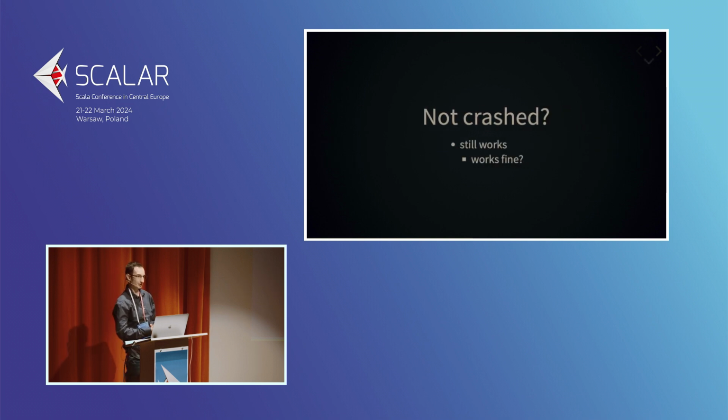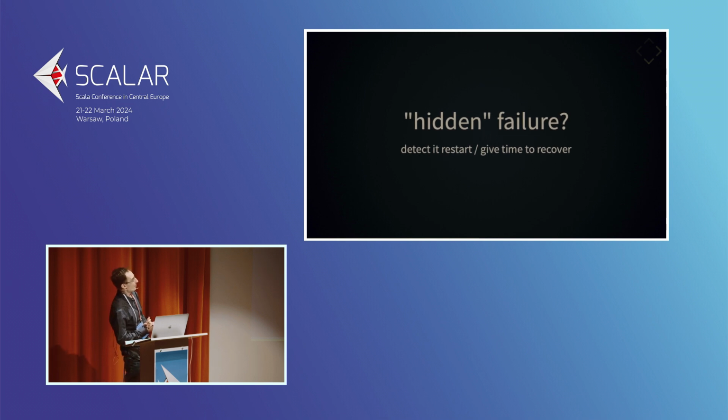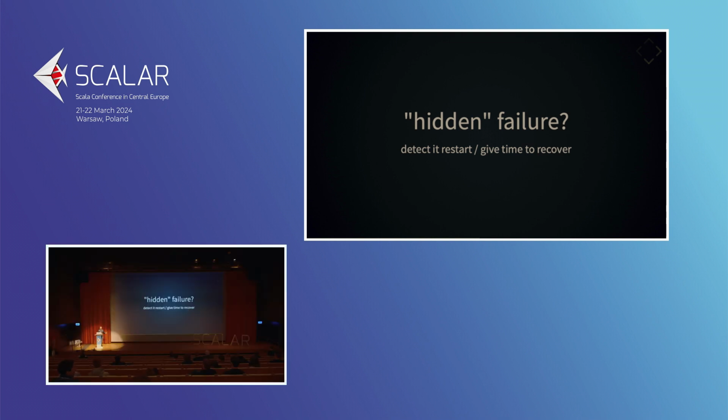Okay, so if it crashed, that's easy. We have the so-called restart policy. If it's not crashed, then it still works, right? If it didn't crash, it works. But does it work fine? Let's find out. What if there is some hidden failure? So it pretends to work, but internally it doesn't. So we need to detect it somehow, or either give time to recover, or what do we do in IT if something doesn't work? We turn it off and on again, of course. Yeah. So we restart. That's the solution to every problem. Sorry, the solution to every problem is a hash map.